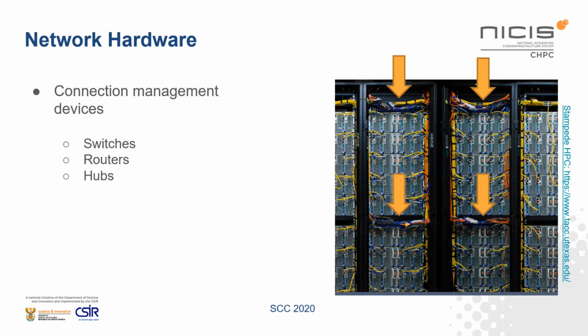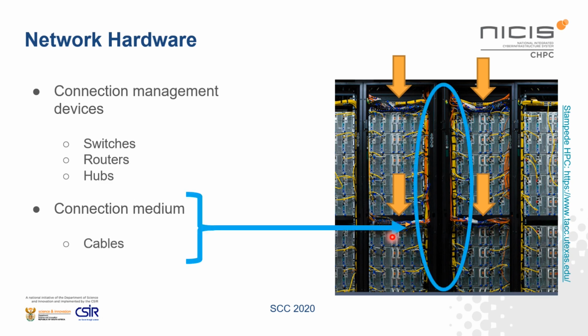In this image of the Stampede HPC from TACC, the Texas Advanced Computing Center, I've only highlighted the components in the two central racks, but all the racks share similar components. Also, the highlighted connection media are intentionally two different colors. That's the orange cables and the yellow cables, because there are two different types of connection medium. What is not highlighted and not so obvious are these black cables with the blue connections at the end. That is another connection medium.